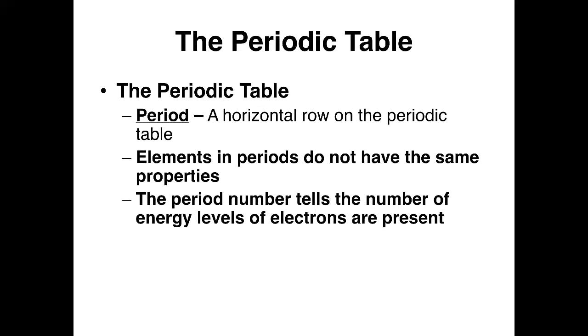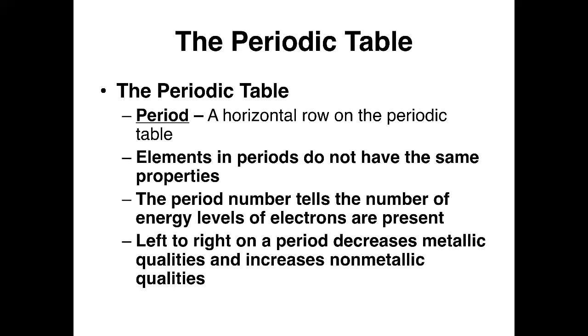The period number tells the number of energy levels of electrons that are present. What that means is that if you're in the first period, which is only hydrogen and helium, there's only one energy level, which means there's only one shell of electrons. The elements in period 2 have two shells or two energy levels for electrons. They have the first shell, which is also occupied by the more simple elements, and then the next shell, which makes up the new electrons that these new elements acquire.